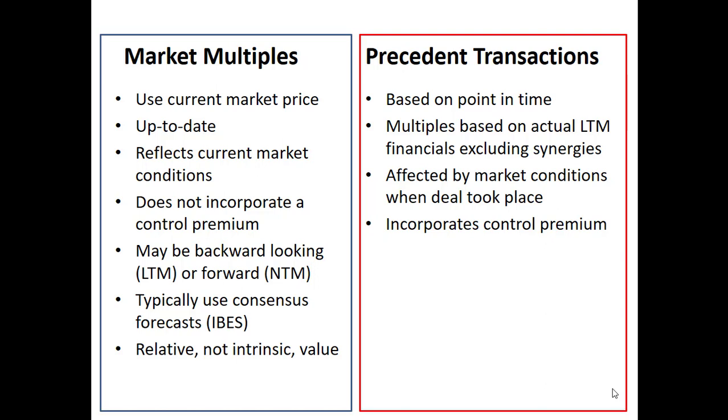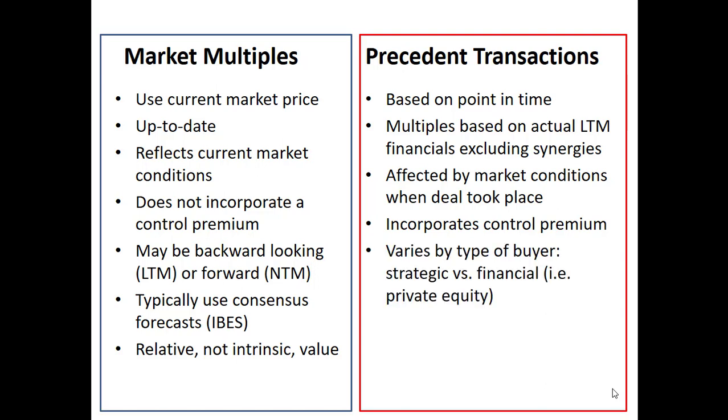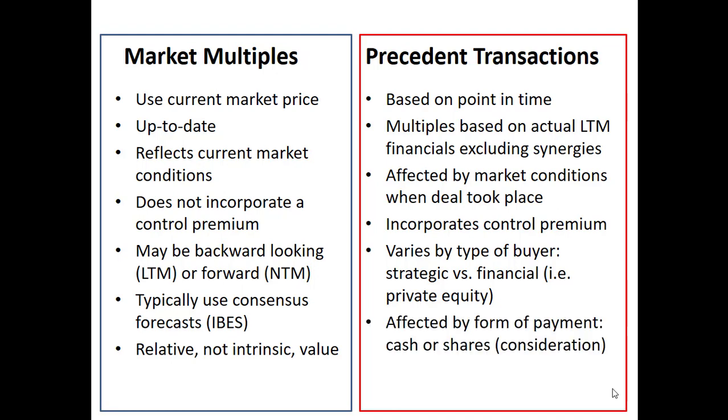They incorporate a control premium. They typically are going to be 20% or more higher than a market multiple for a given transaction. Precedent transactions will vary depending on what type of buyer. You could have a strategic buyer, such as a comparable company in the same industry, either vertical or horizontal. Or you could have multiples where the buyer is a financial buyer, also known as a financial sponsor, such as a private equity firm.